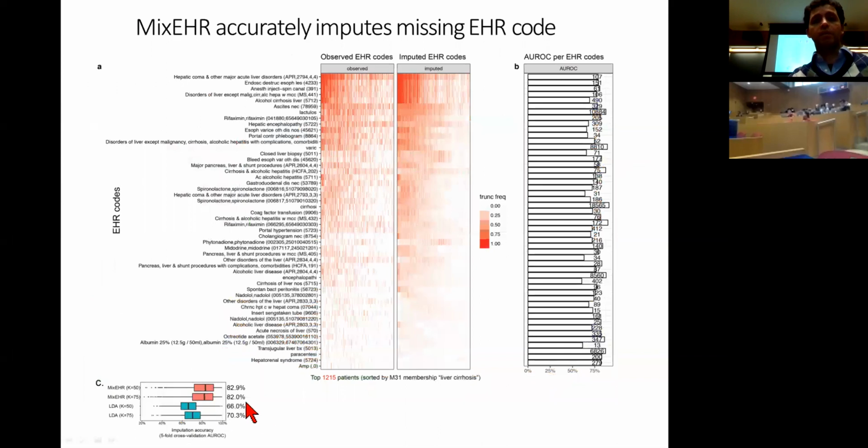And you can also ask, basically, you could hide some of these variables. Basically say, well, I know that the patient has that, but I'm going to remove that code. Am I able to recover this? And the answer is, overwhelmingly yes. So basically 82% of the time, if you remove a term, we're able to just predict it back.